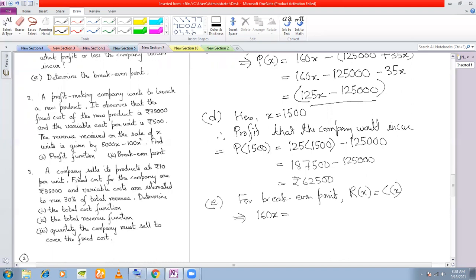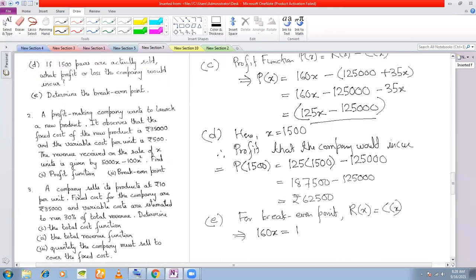And the total cost function also, we found above to be 1,25,000 plus 35x, right? So this is what your cost function was. Now we can solve this equation.